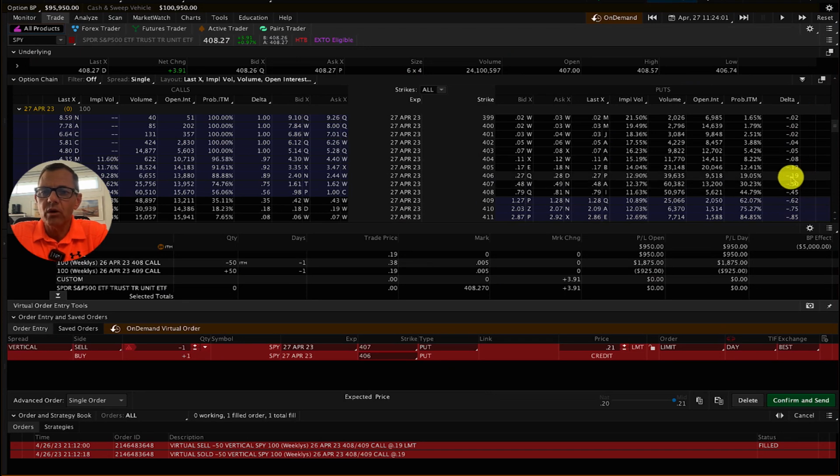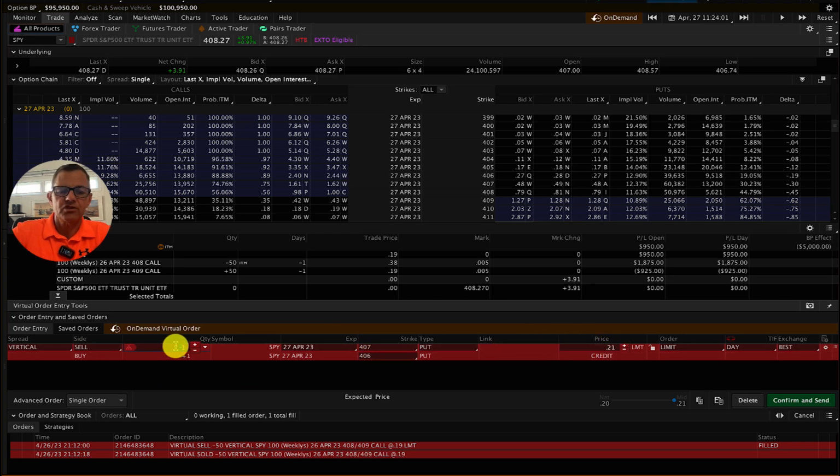Looking at the negative 0.19, that's the first one I would look at, but I can tell by looking at this it's going to be a little skinny, so we're going to go aggressive with the negative 0.30 and take a little bit more risk. So what we would do is sell the 407 and buy the 406, and here you can see that we sold the 407, we bought the 406, and right now we're getting a 0.21 credit.